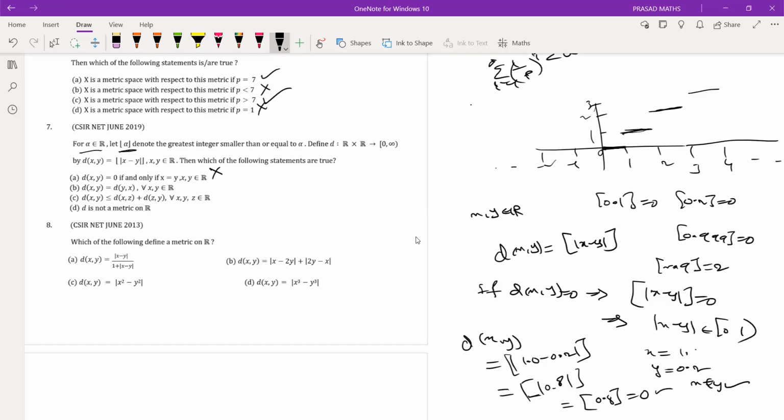Symmetric. Is the symmetric true? Look at this option B. Is it true? Did you understand? Yes, sir. Okay. Addition of two metric spaces is always symmetric. Hello? So tell me, addition of two metric spaces is always a metric.